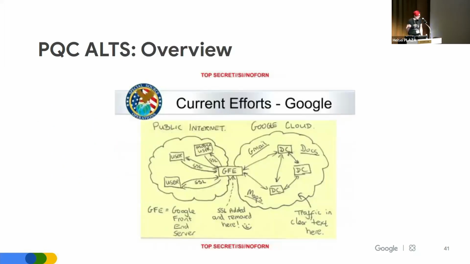So when I talk about encryption in transit, what do I talk about? There's this famous diagram of our internal infrastructure that was disclosed to us by an external security researcher and pointed out over a decade ago that, hey, some of this traffic is in clear text there. So what did we do? We fixed this problem that was reported to us and came up with our own scheme called ALTS.